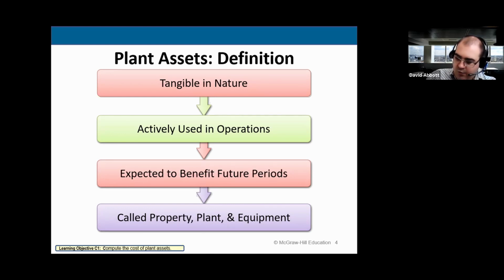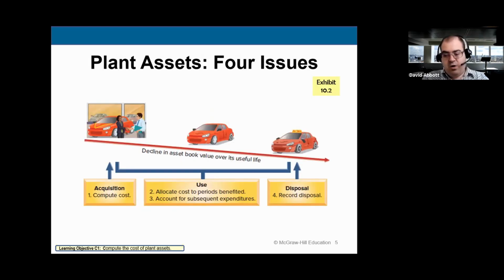Plant assets are also called plant and equipment, property, plant, and equipment, or fixed assets. For many companies, plant assets make up the largest class of assets that they own. There are four issues in accounting for plant assets. First is computing the costs of plant assets. The second would be allocating the costs of plant assets, and then accounting for the expenditures to plant assets and recording the disposal of plant assets.